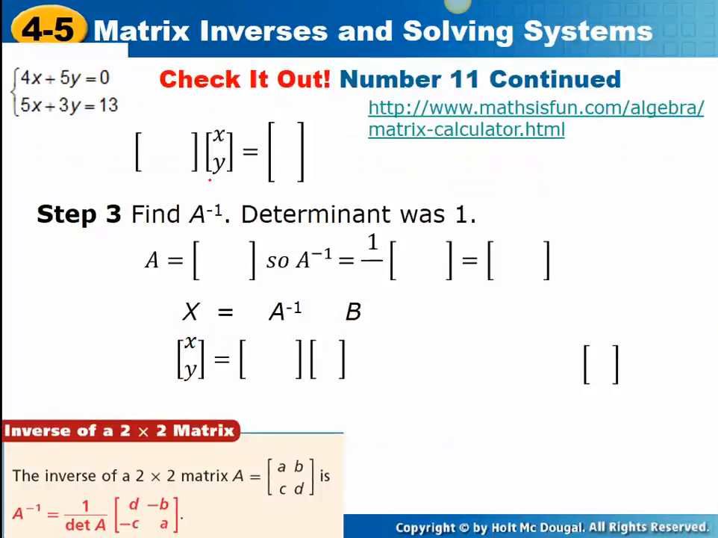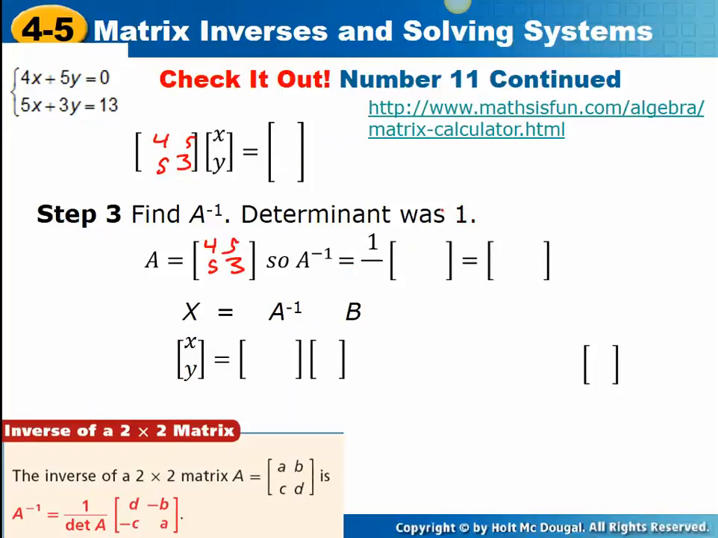All right, so let me set this up again. So this was 4, 5, 5, 3. And this was 0, 13. Now we need to go ahead and find our inverse. So here's how to find the inverse. Our determinant was negative 13. So this is going to be 1 over negative 13.